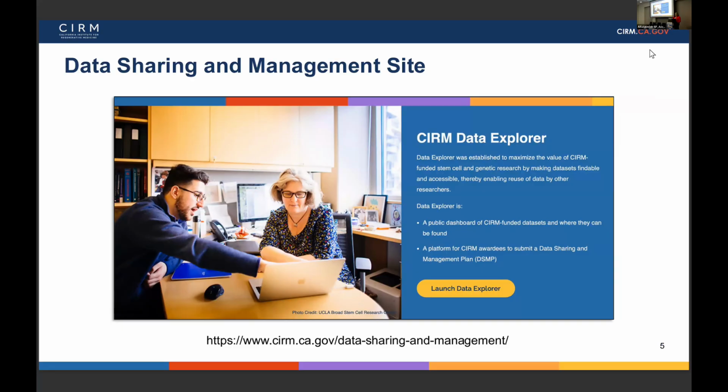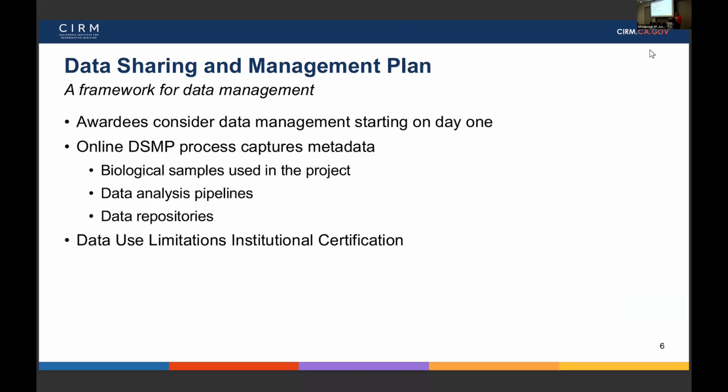If you're a grantee or if you want to know more, anyone, this is our snazzy new webpage that really details all of this. I just wanted to put that up there. If you want to go poke around, it has all the policies, everything our grantees have to follow, as well as a link to the Data Explorer. But if you're a grantee, what does this look like?